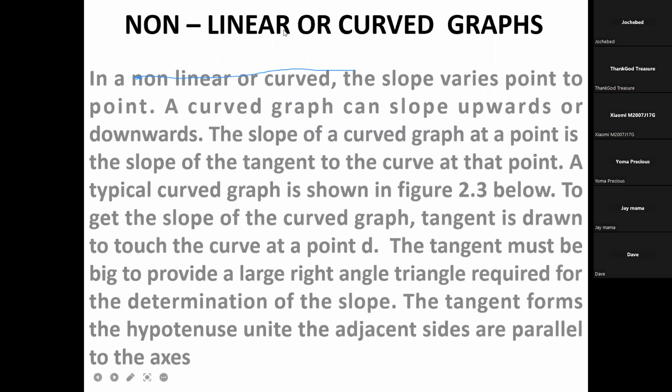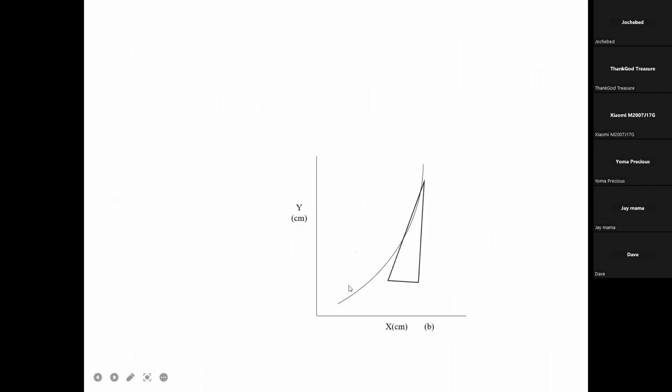Now we have another type of graph, a non-linear or curved graph. You might not come across this type of graph when doing experiments, but these are the graphs we usually look like. We have curved graphs like this.